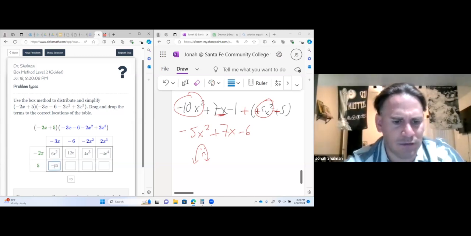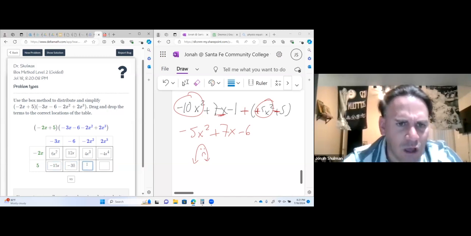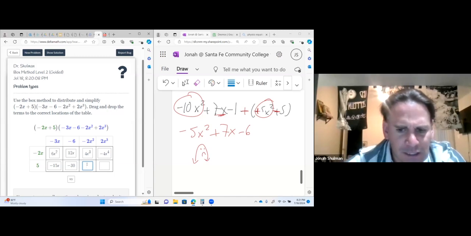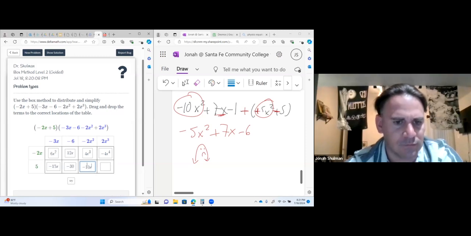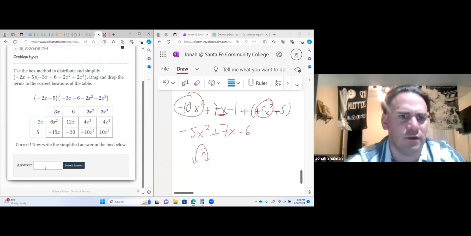I will make you do a level 3. Negative 50, or try level 3 if you don't want to. -30, because this one's as hard as you're probably going to have to do. And this is a -10x squared. And finally, oops. And finally, we have a 10x to the third power. I think all those are right.